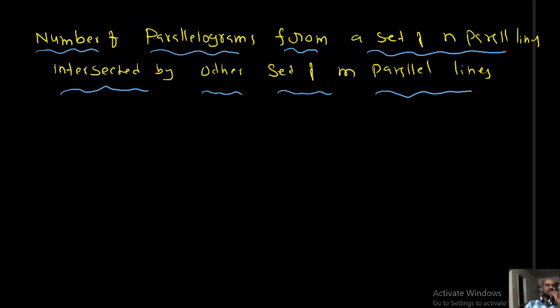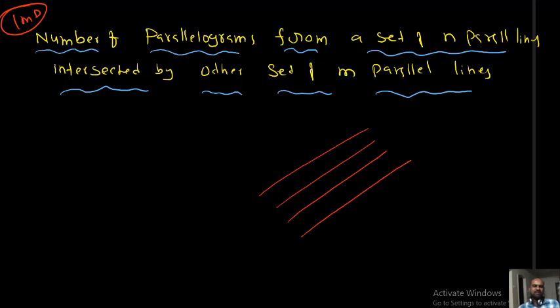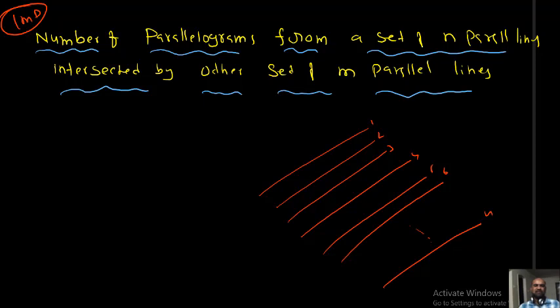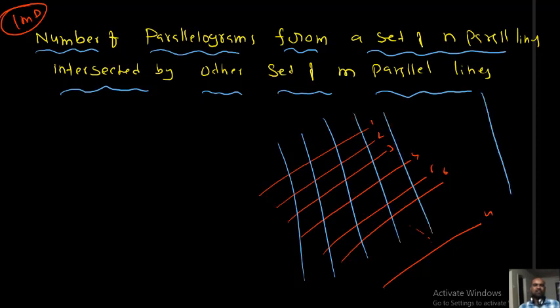Next important concept, students. Number of parallelograms from a set of n parallel lines intersected by another set of m parallel lines. So, for example, these are some parallel lines. How many? 1, 2, 3, 4, 5, 6, so on, n, one set. Another set, 1, 2, 3, 4, 5, so on, m.